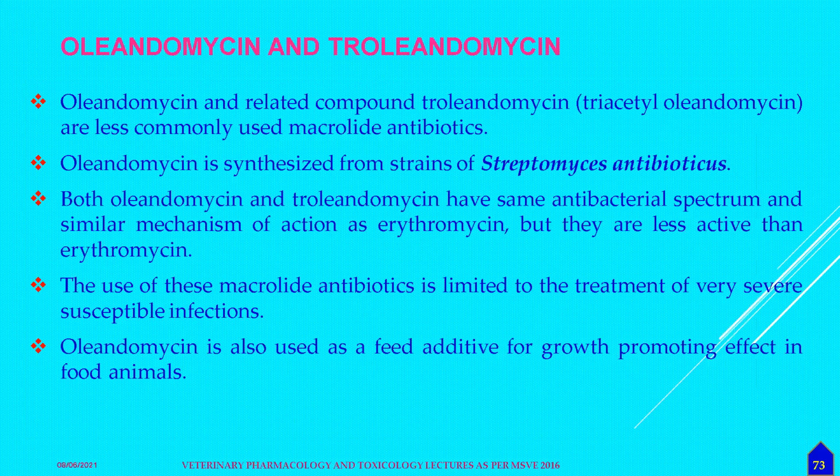Oleandomycin and troleandomycin, especially the triacetyl oleandomycin, are commonly used antimicrobial agents. They belong to the macrolide antibiotics. They are synthesized from the strains of Streptomyces antibioticus. So remember that oleandomycin and troleandomycin are obtained from Streptomyces antibioticus.